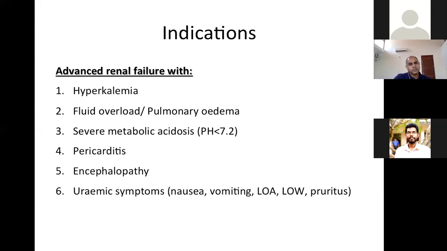So usually there are several clear-cut indications when we consider renal replacement therapy in patients with CKD. These are when the patients have hyperkalemia, fluid overload or pulmonary edema, severe metabolic acidosis, pericarditis, encephalopathy, or persistent uremic symptoms, which are nausea, vomiting, loss of appetite, loss of weight, or pruritus. So these are some of the indications for which we consider renal replacement therapy in patients with CKD.